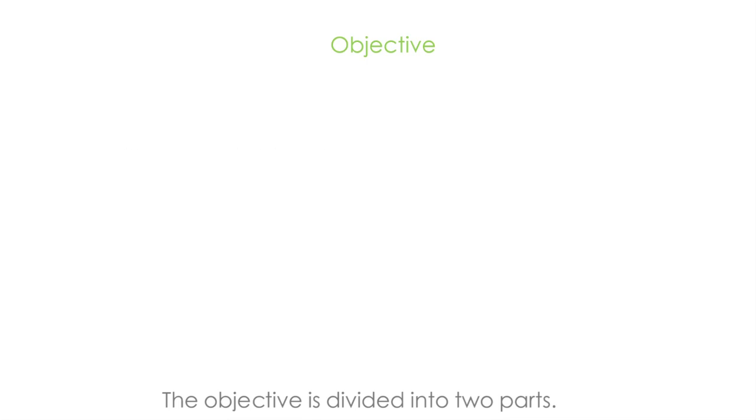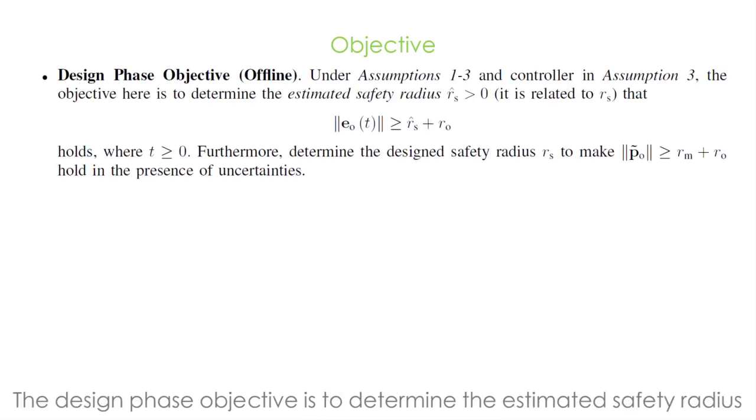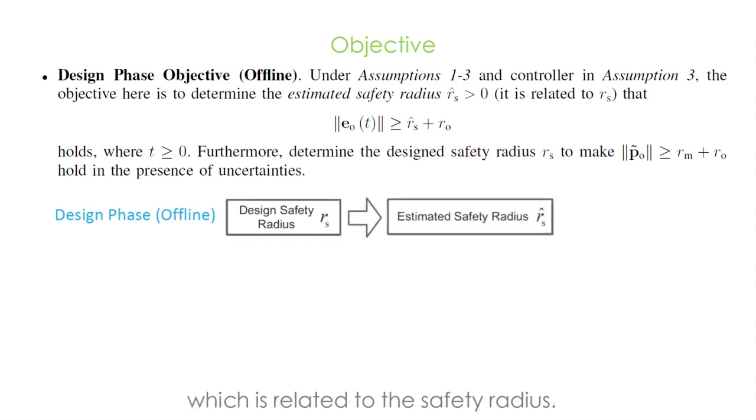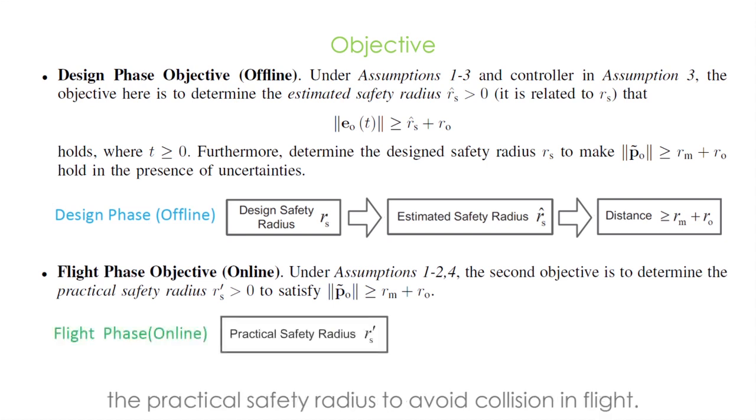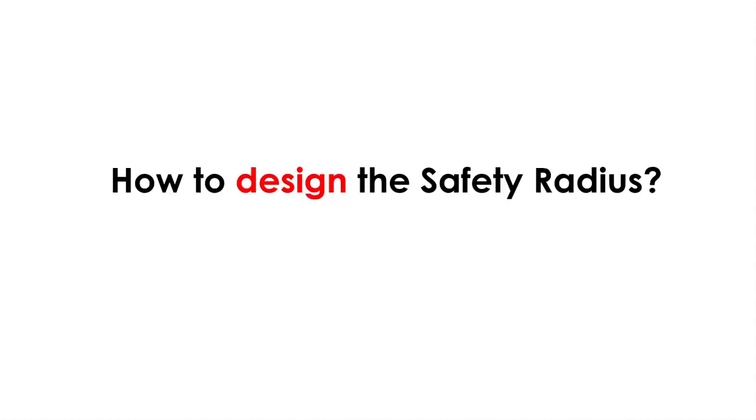The objective is divided into two parts. The design phase objective is to determine the estimated safety radius which is related to the safety radius. The flight phase objective is to determine the practical safety radius to avoid collision in flight.